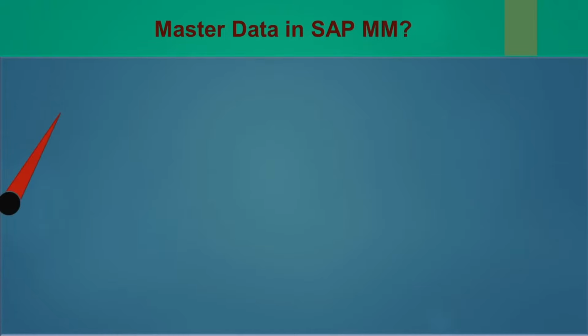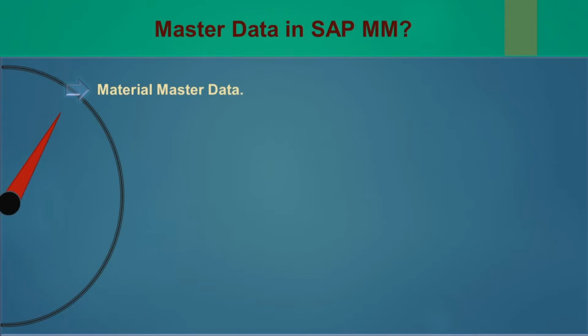Then next we will see what all master data are available in SAP MM. So there are various master data available in SAP MM. We will see one by one. So first is material master data. Second one is vendor master data. It's nothing but the business partner. In HANA it's business partner, but in ECC we say it vendor master data.